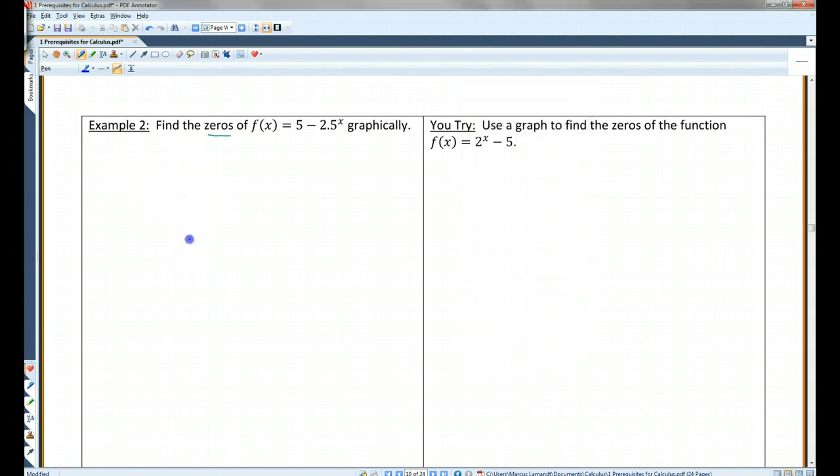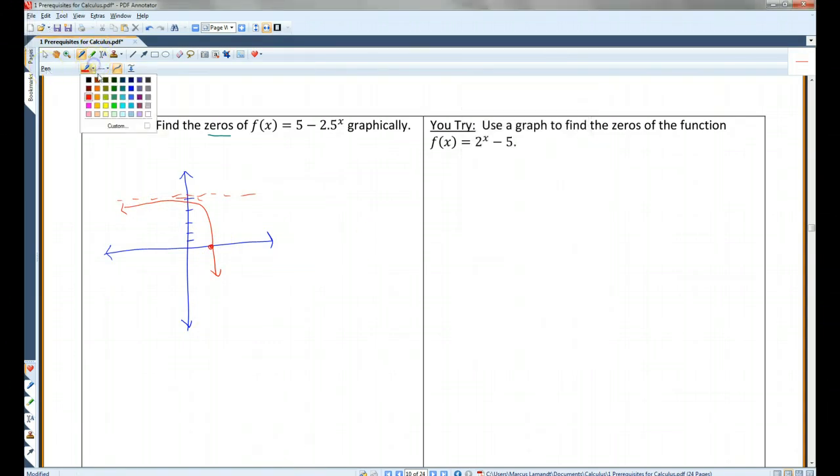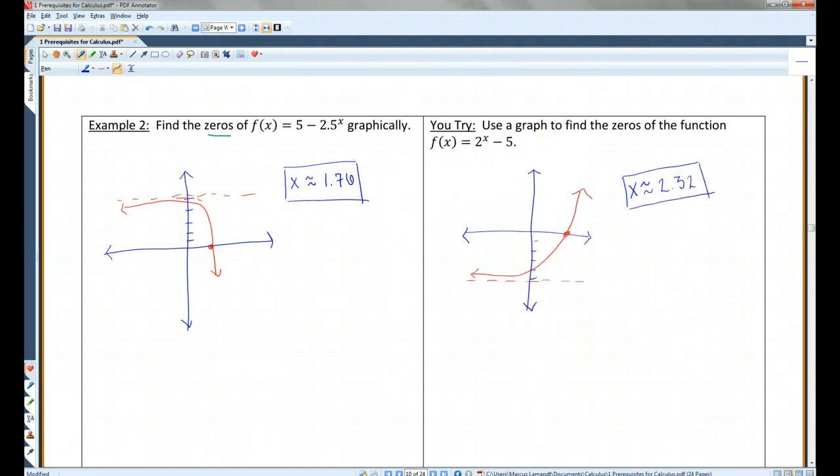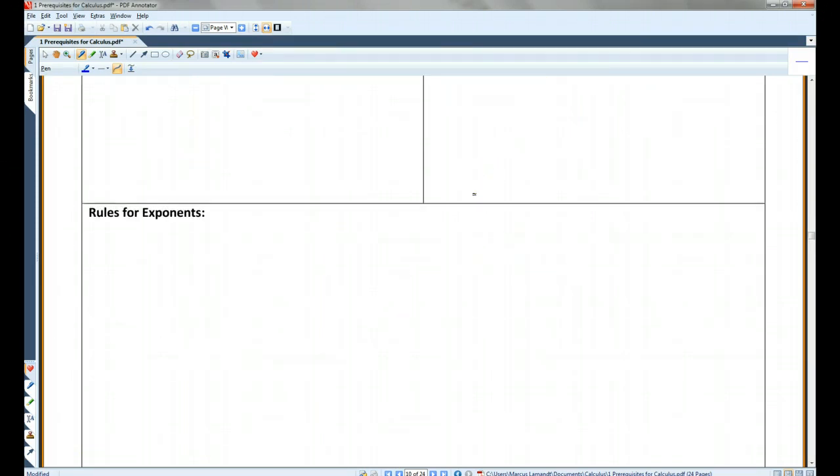Alright, so let me graph this first. So it looks something like this. Yeah, good enough. Okay, and the 0, I don't remember what it said. 1.76, approximately. Okay. Alright, you guys go ahead and try this one. Alright, this is the answer you guys should have gotten. Once again, left you guys a lot more space than you needed.